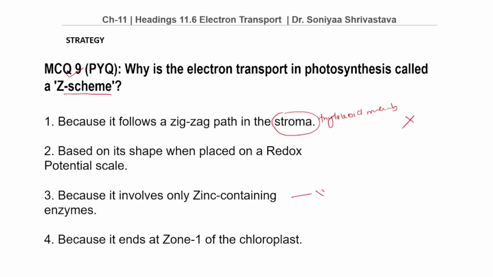So, this option is also wrong. Option number 4, because it ends at zone 1 of the chloroplast. Zone 1 is not a photosynthesis term, completely made up. So, therefore, this option is also wrong.